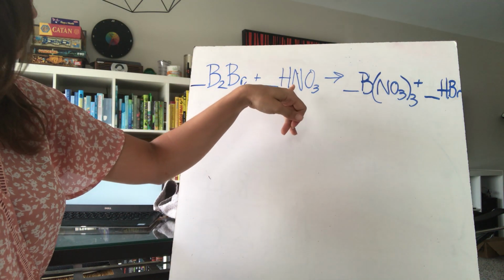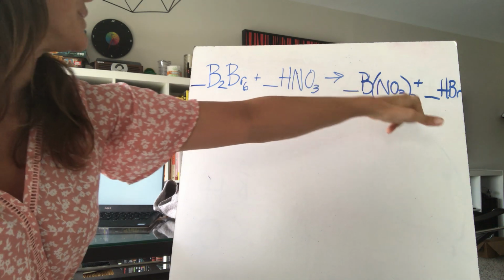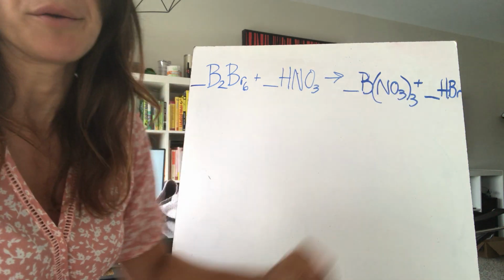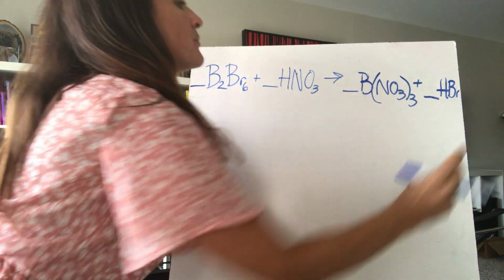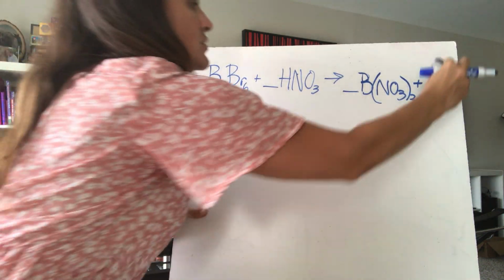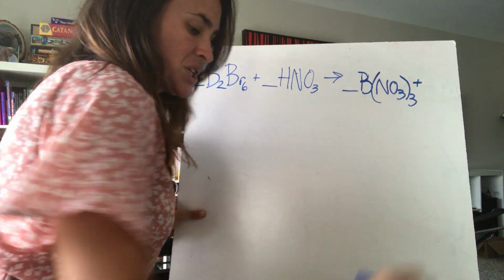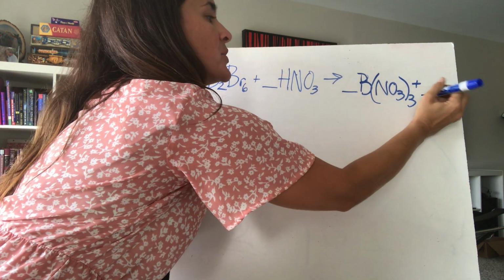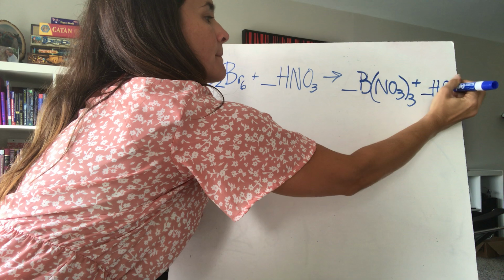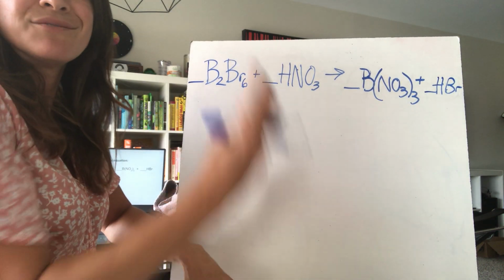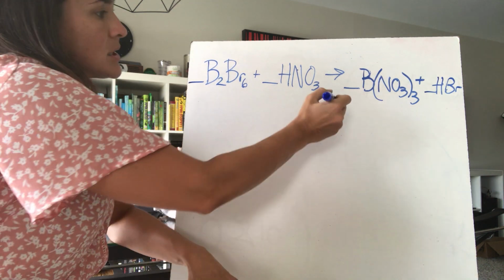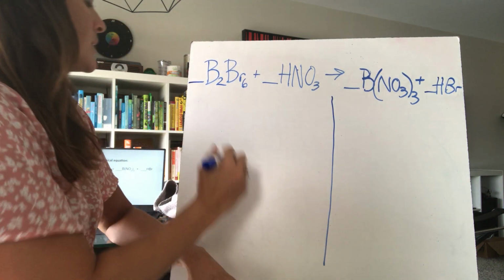B2BR6 plus HNO3 yields B(NO3)3 plus HBr. So make sure you see that. It's one of the last slides that you have. Let's make this one a little nicer. Sorry, I'm a little limited on what I have available here, okay? Okay, so once again, divide between reactants and products. So let's divide this here.